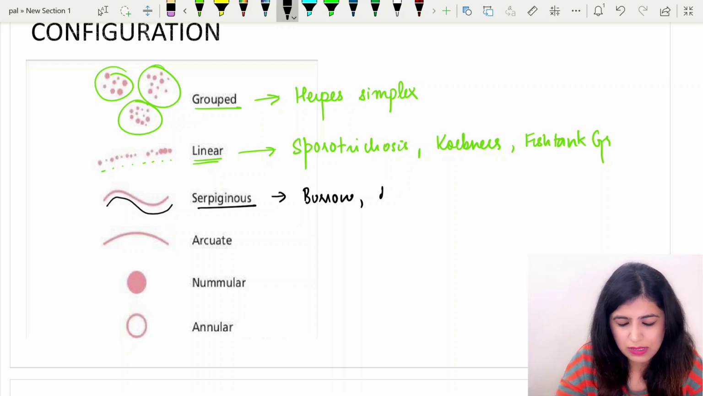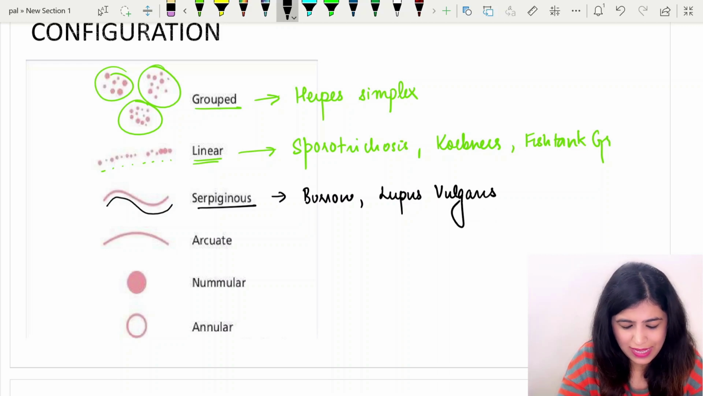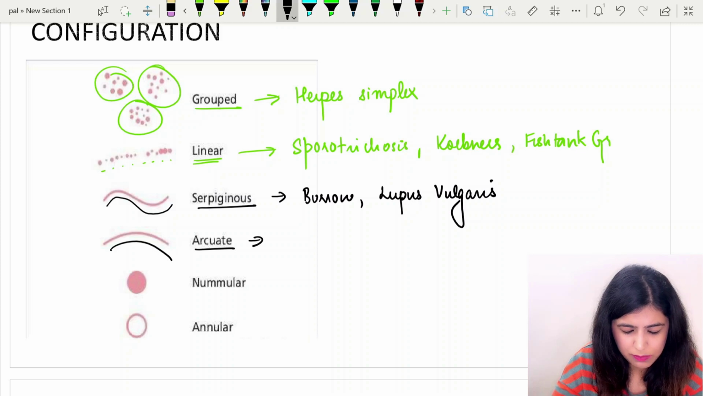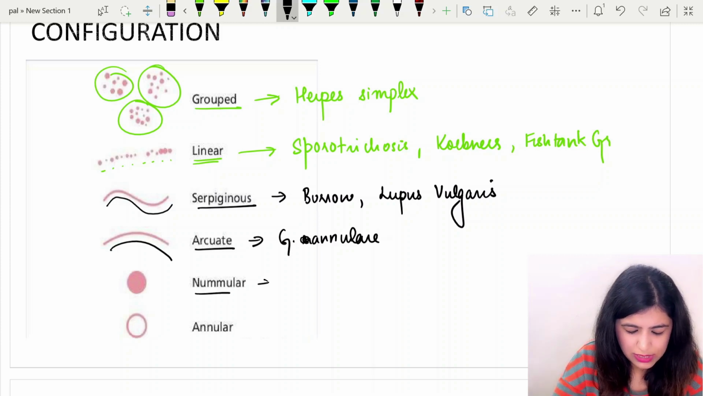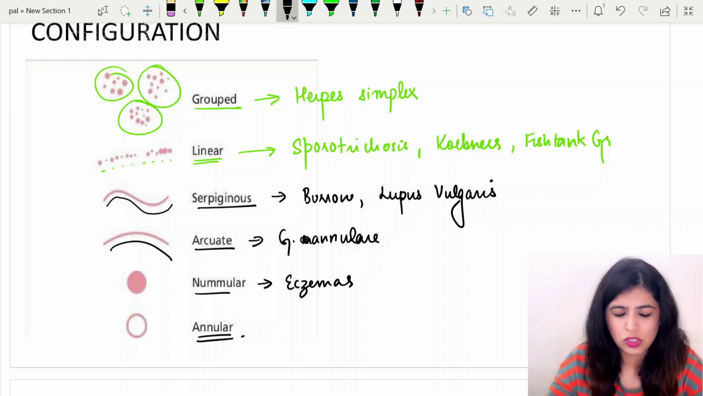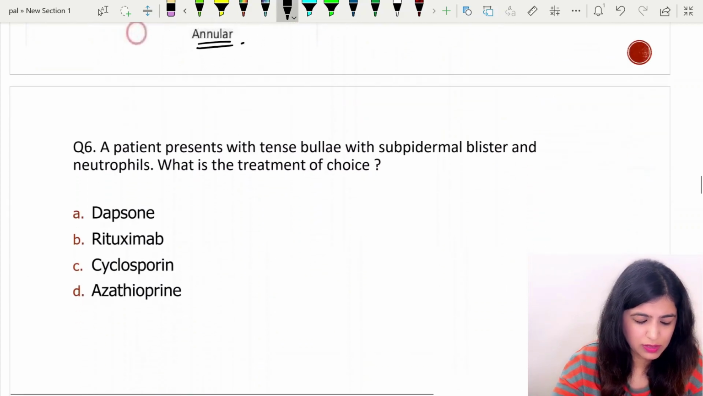Classically, serpiginous shape is seen in the burrow of scabies. Then it is seen in the margins of lupus vulgaris. Arcuate lesions are arciform, they are arc-shaped, seen in granuloma annulare. Nummular lesions, I just told you, are discoid lesions seen in eczemas, and annular lesions we just made a list. So all these examples you should also be aware of. If you have read the text, you will remember it.